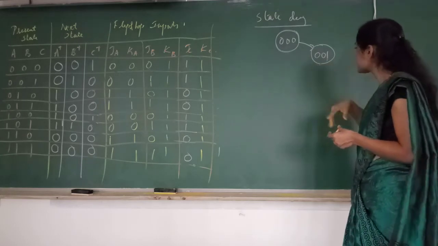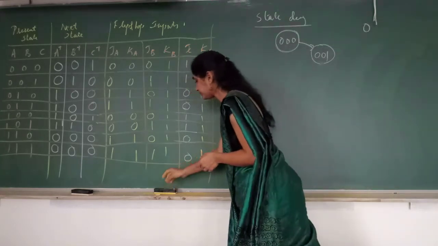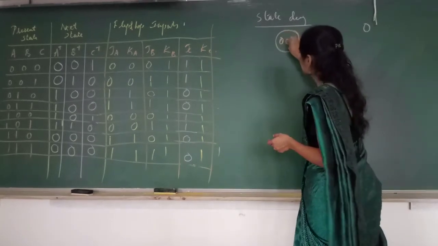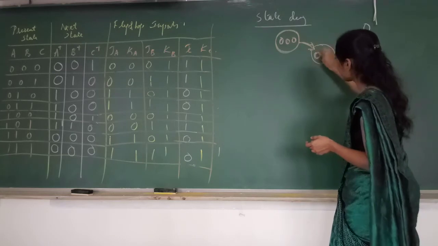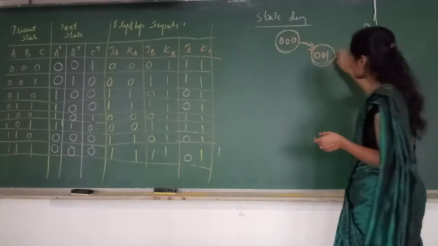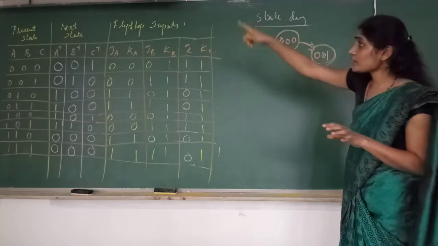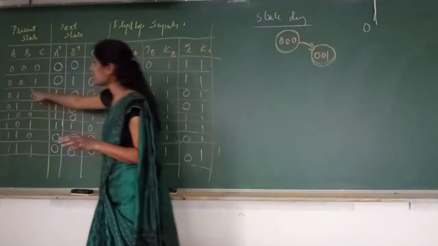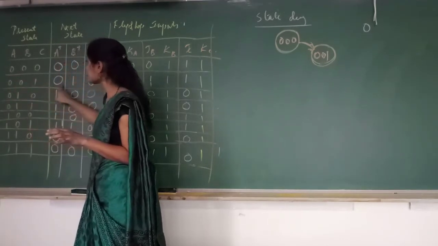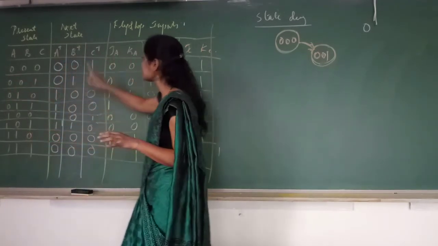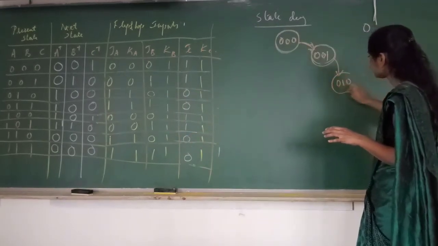Now the counter is in which state? Now this is going to be the present state. The counter is in 0 0 0. From 0 0 0, transition to the next state, that is 0 0 1. So now the counter is in this state. This is going to be the present state. Search for 0 0 1 in the present state. Where is 0 0 1? Here is 0 0 1. So if 0 0 1 is the present state, what is the next state? 0 1 0. Next state is 0 1 0.